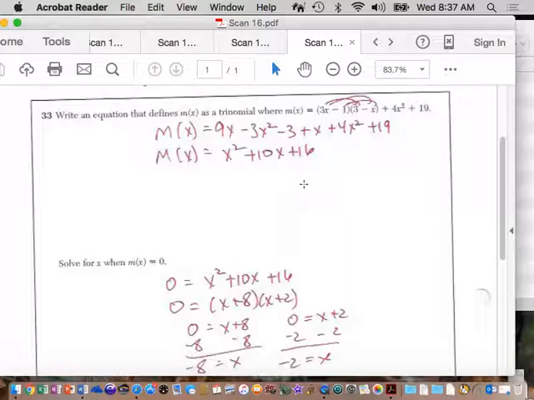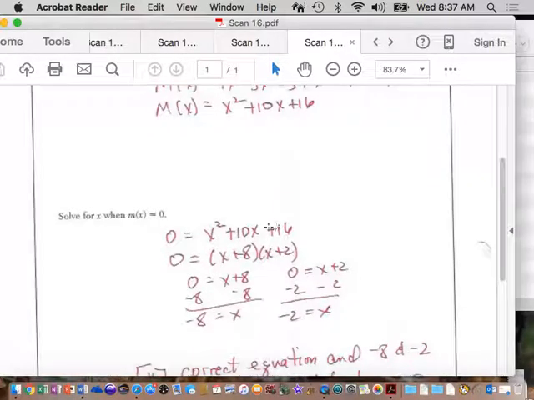Now, I'll explain how to grade it in just a couple of minutes, but make sure that you have the m of x equals. If you're missing that, you're going to lose points. And then down here, it says where m of x is 0. So you have to plug in a 0 for m of x, and then you factor and you solve and you get -8 and -2.